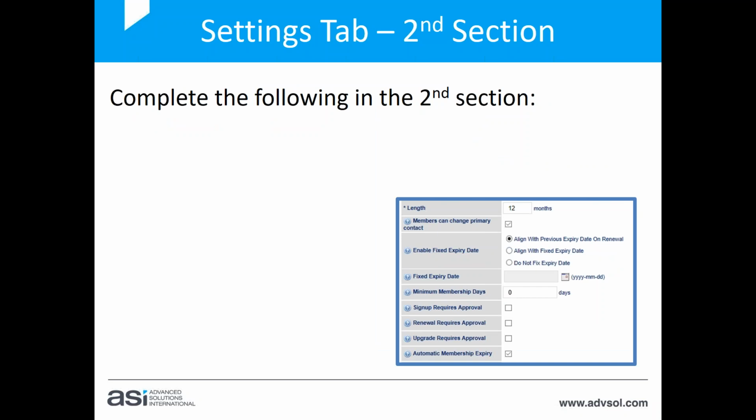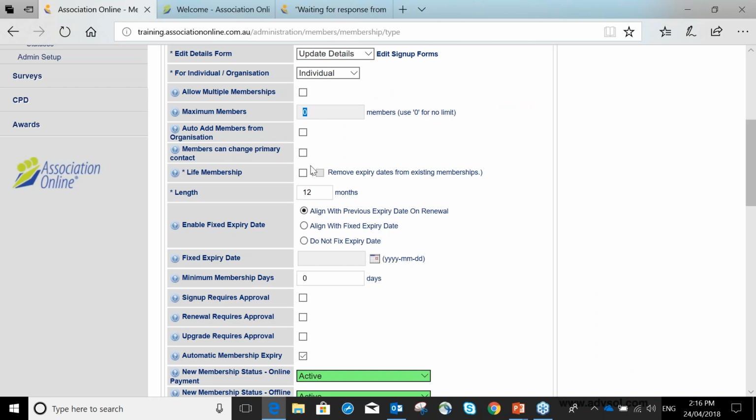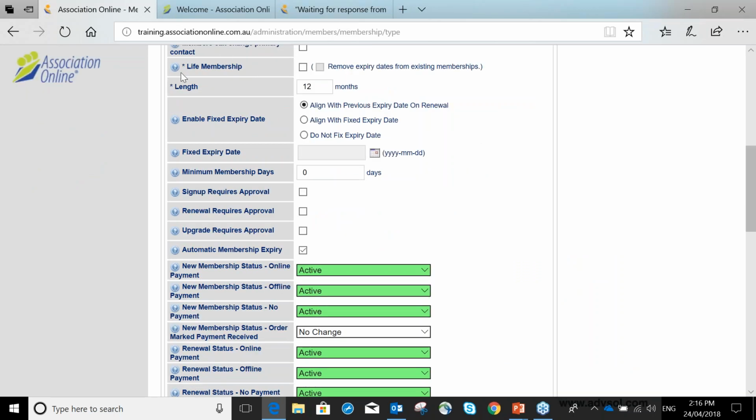Okay, the second section. What we're looking at in the second section is things like your length of membership, your expiry conditions, how many minimum membership days there are, and any approval options if required. So let's fill in the second section, which is here. We have a life membership. So obviously if you select life membership, the length of the membership is now grayed out, and I cannot select an expiry date in here. But this one I'm going to say no, it's not a life membership.